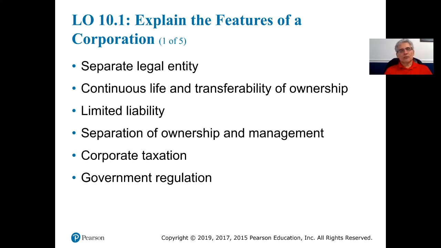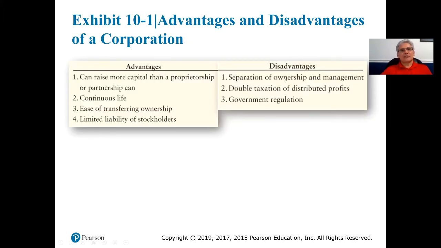A corporation is also subject to corporate taxation, which means that it will have to pay taxes on its income just like individuals do. And a corporation is subject to much more government regulation compared to a sole proprietorship. There are specific administrative requirements that a corporation has to follow in order to keep its status as a corporation. The next slides talk about the advantages and disadvantages.